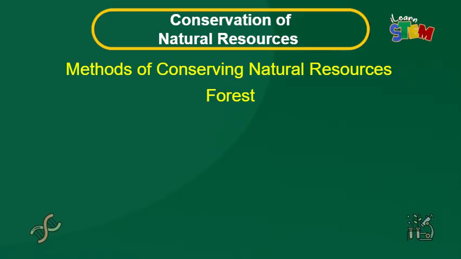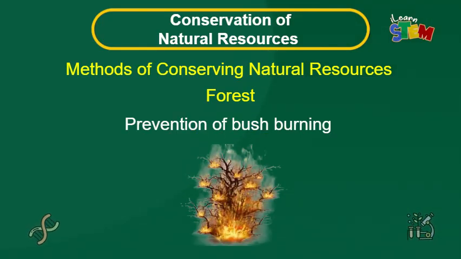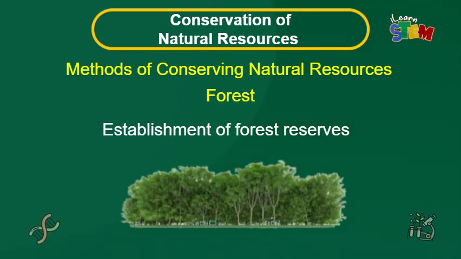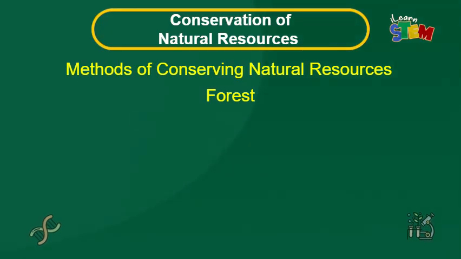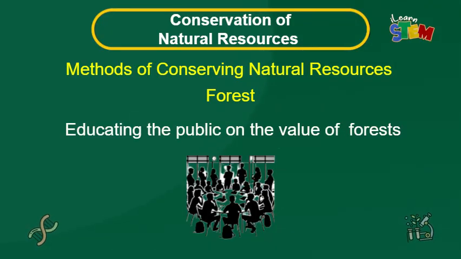Next is the forest. A forest can be conserved by: 1. Prevention of bush burning. 2. Establishment of forest reserves. 3. Encourage tree planting. 4. Educating the public on the value of forests.